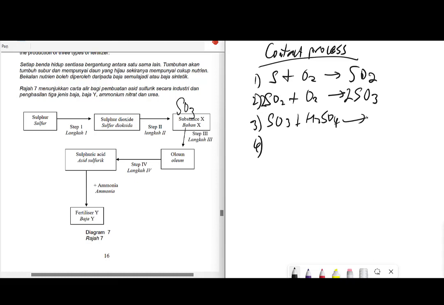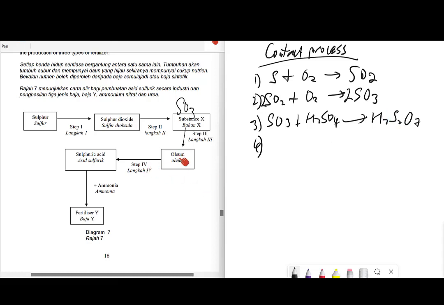So what is the formula for oleum? Very easy. You just combine all the H, S, and O. So H got 2, S got 2, and then the O got 7. Alright, so you can just compare here: H2S2O7, hydrogen got 2, sulfur got 2, and oxygen got 7. So this is the formula for oleum. Once again, step 3 is where you dissolve sulfur trioxide gas into concentrated sulfuric acid, and we're going to get a very thick liquid. We call it oleum.